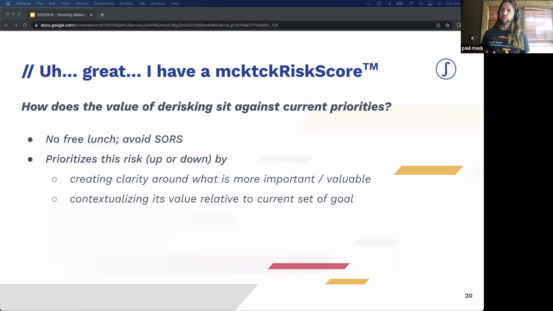So I'll finish with one last bonus question here. You've used these three handy dandy questions. You've arrived at your McTech risk score that I haven't actually trademarked yet, but maybe someday. There's one more question that I find is really helpful to ask. You need to make sure that this de-risking activity sits somewhere in line with the rest of your priorities.